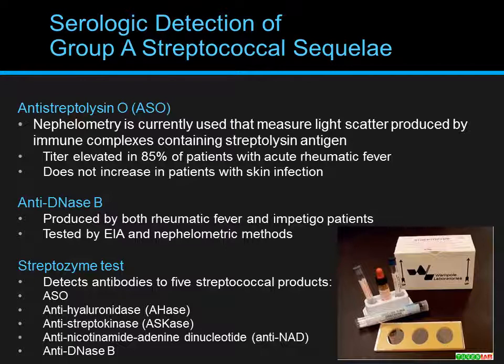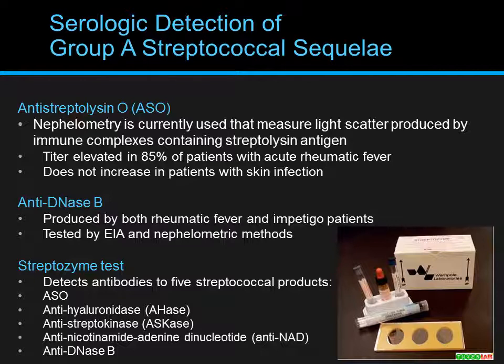The tests on this slide formerly were run much more frequently than they are now. Why? Because there was more sequelae floating around in the population before, but these are still fairly common lab tests. The anti-streptolysin O currently uses nephelometry, and this is used as a screening test for acute rheumatic fever, where we are testing for streptolysin antigen. Streptolysin is one of the products of Streptococcus pyogenes.